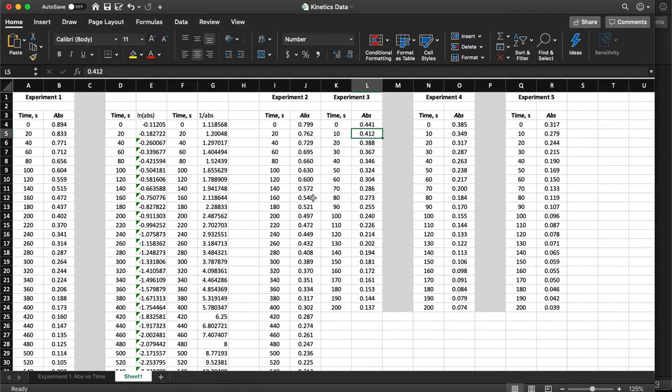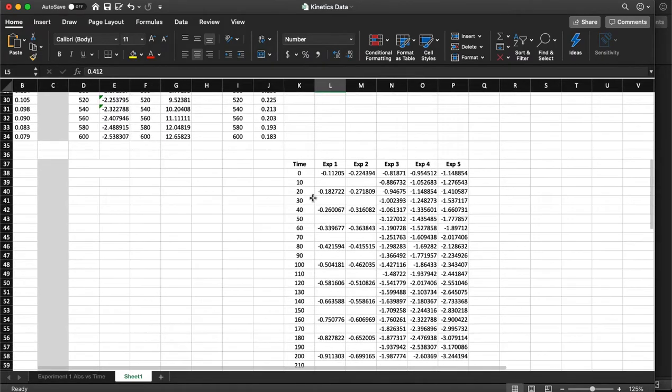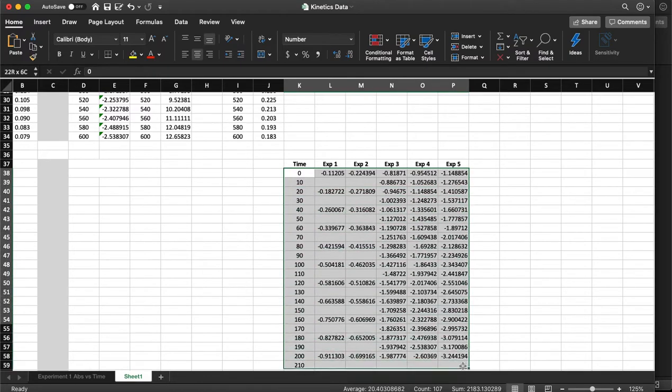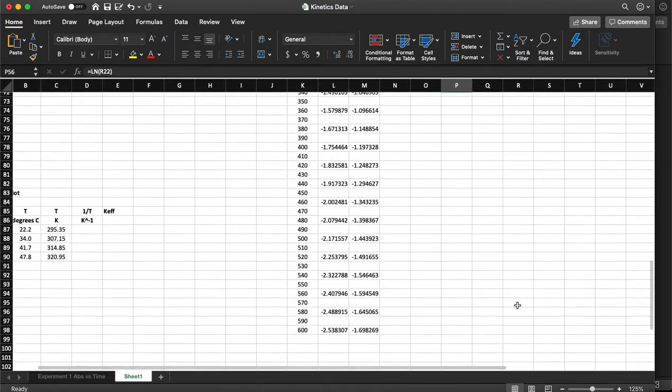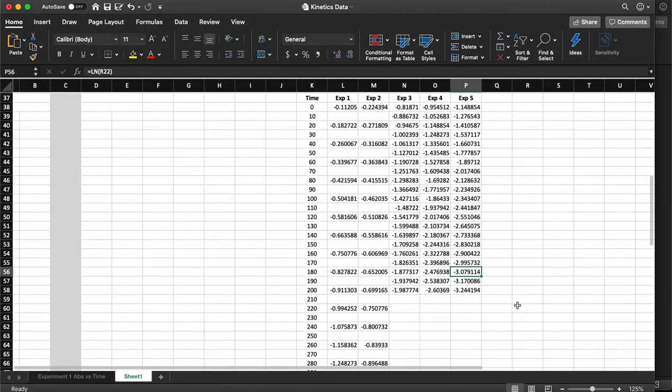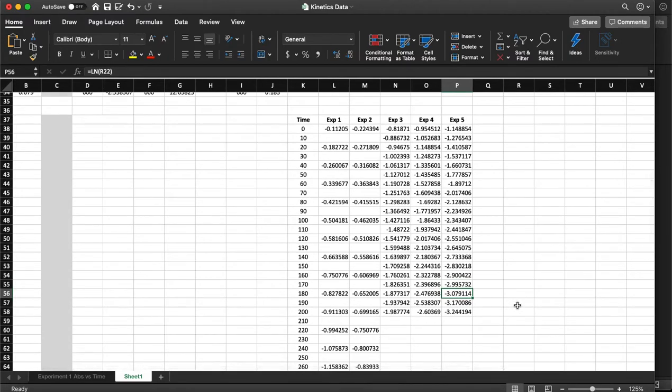What I've done, and you already have this pre-made, is this table of data down here. All of these values for experiments 1 through 5 are the natural log of the absorbance values at those time intervals. You will notice experiments 3 through 5 cut off at 200 seconds instead of going all the way out to 600 seconds like experiments 1 and 2. That's fine. That's not going to cause any problems. That's not a mistake. That's just how those experiments were run.